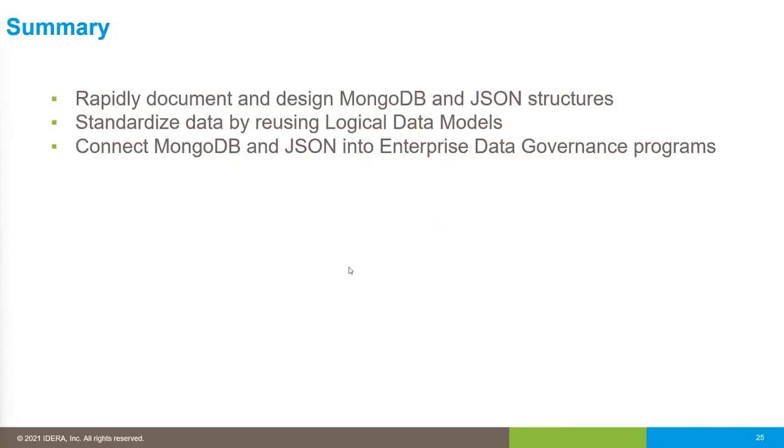So to summarize, with ER Studio 19.2, we can rapidly document and design Mongo and JSON structures, those hierarchical structures. We can start from a standard logical data model, faithfully representing the information, and convert that to a hierarchical structure and then generate code from it. Likewise, we can reverse engineer the JSON in a Mongo or a plain JSON structure or even a JSON schema, create a physical model of it, and that physical model then automatically generates a logical relational model from it, which we can then use to document it.